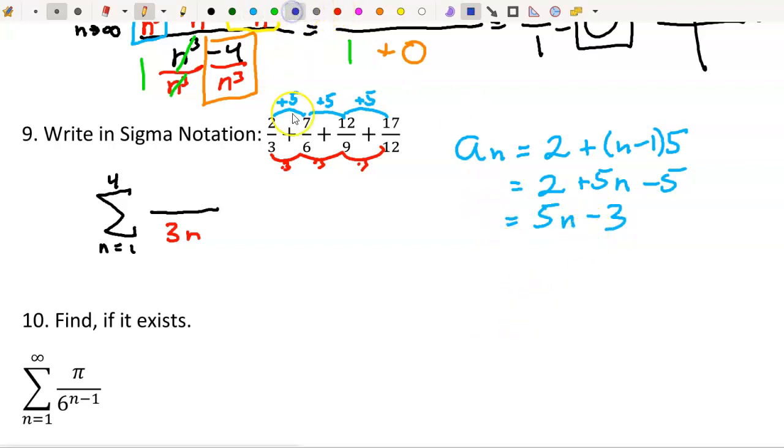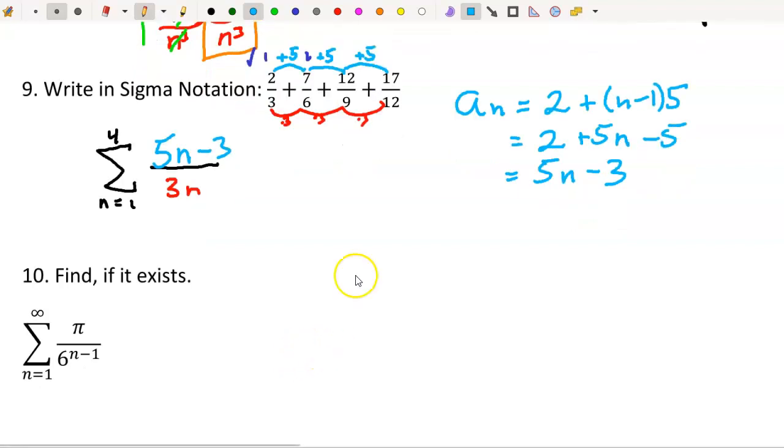Check it. So plug in 1, we should get 2. So we plug 1 in here, 5 times 1 minus 3 is 2. That checks. Plug in 2, we should get 7. 5 times 2 is 10, 10 minus 3 is 7. Okay, so my formula does indeed work. And there you have it. That's our sigma notation.